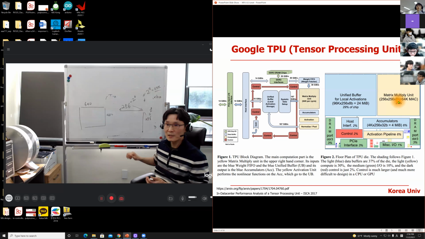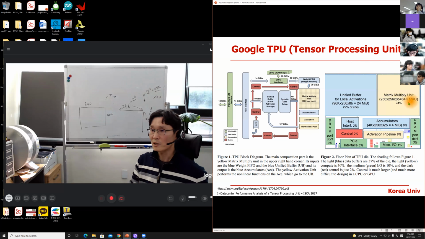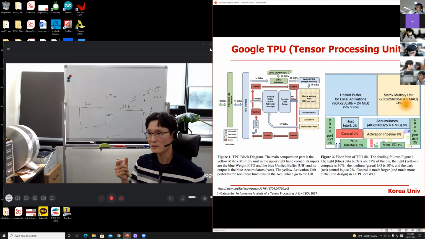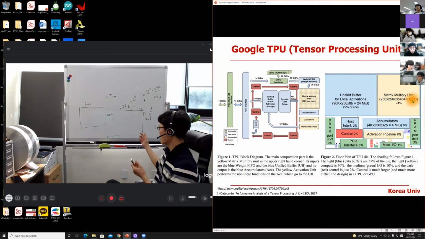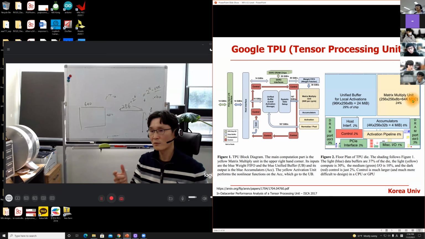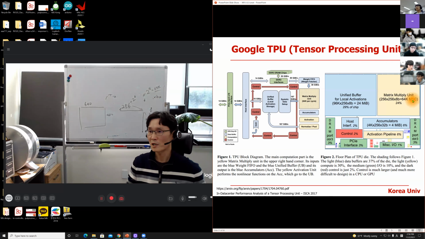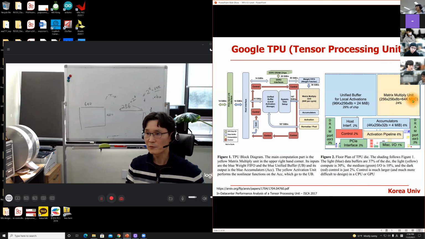That many multiplication and accumulation units, MAC operations. So every clock cycle, in the best case, it is able to do 64,000, right? 1K is 1024. 64K multiplication operations every clock cycle. If you fully utilize that unit, every clock cycle, it is able to do that many different multiplication operations.